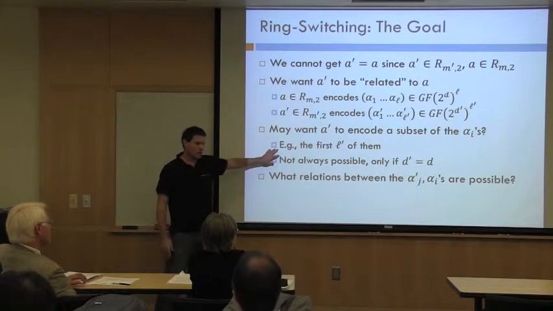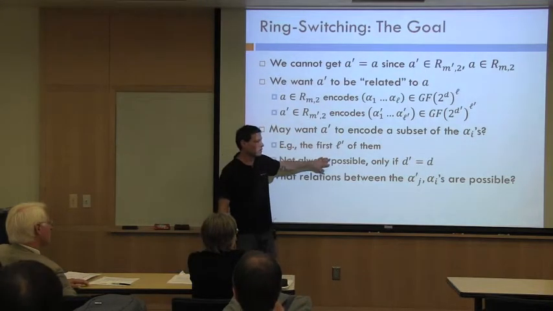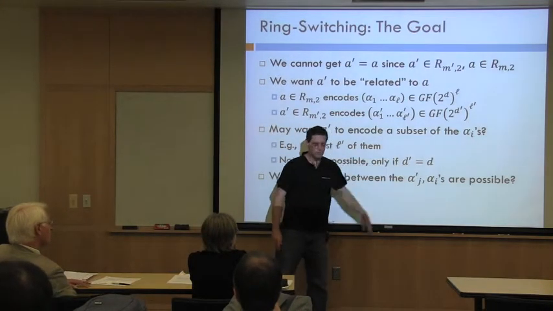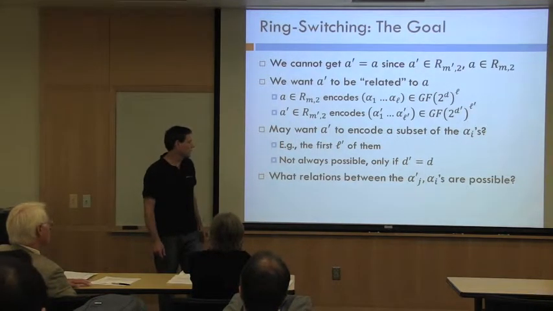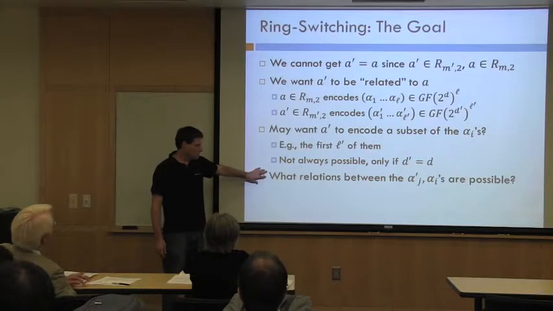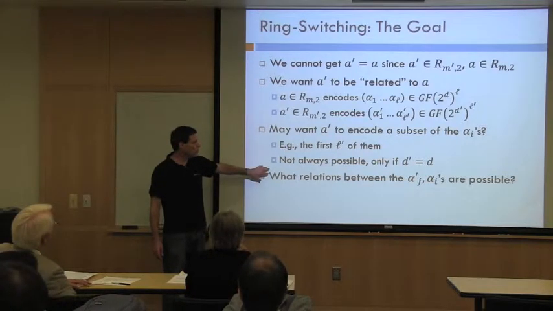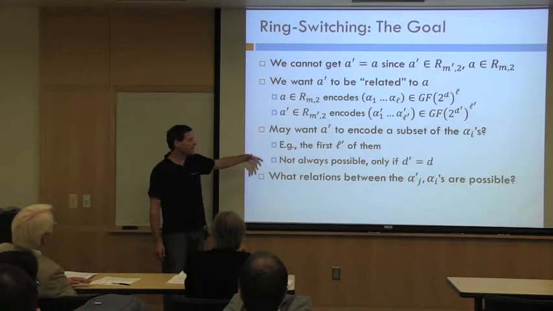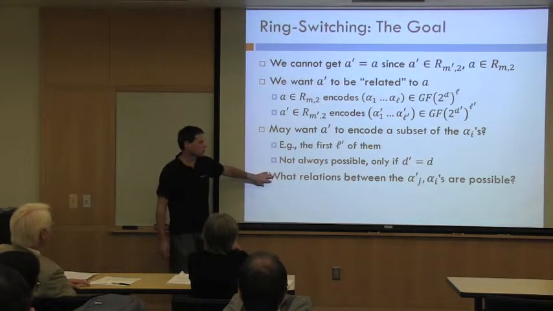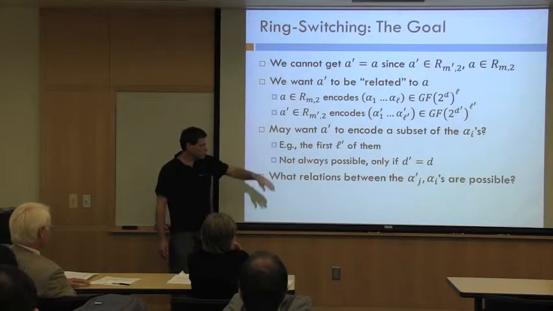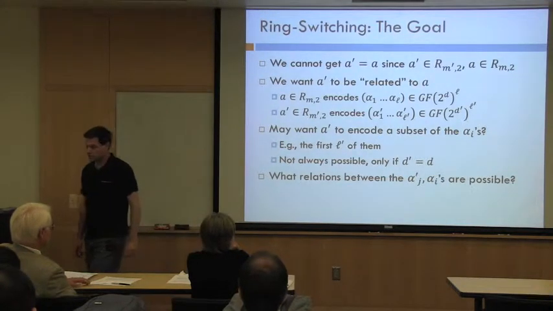We can't always get that. This subset relation we can hope for if D and D' are the same, and otherwise not really. But the goal of our work is to get relations like that, and in particular we will characterize what kind of relations it is possible to get between the alphas and the alpha primes.